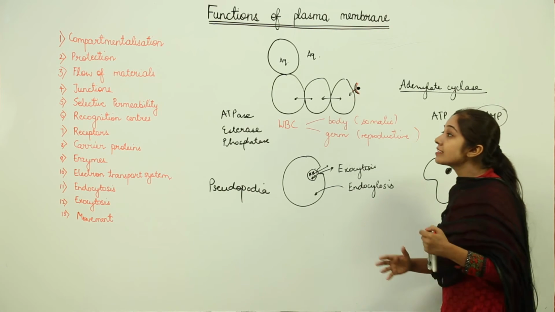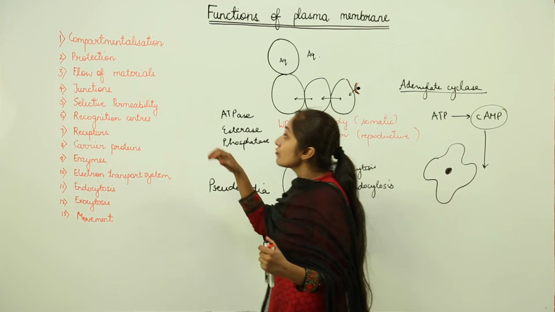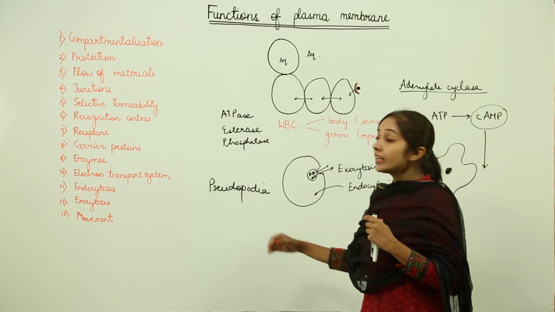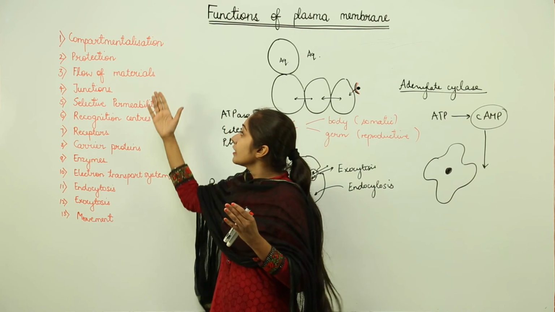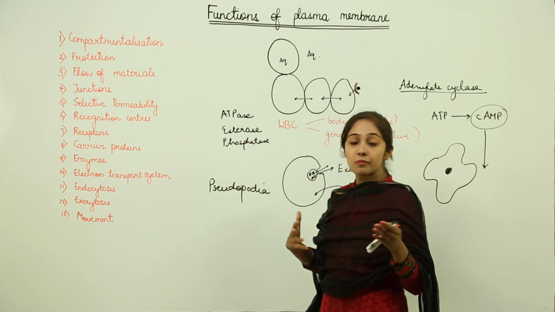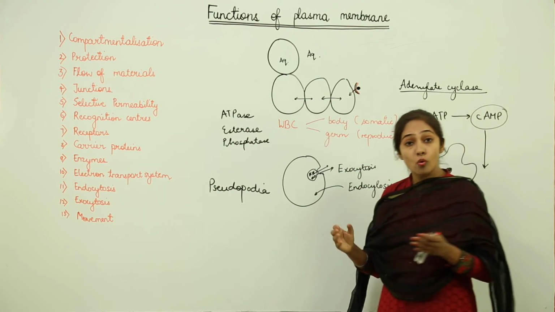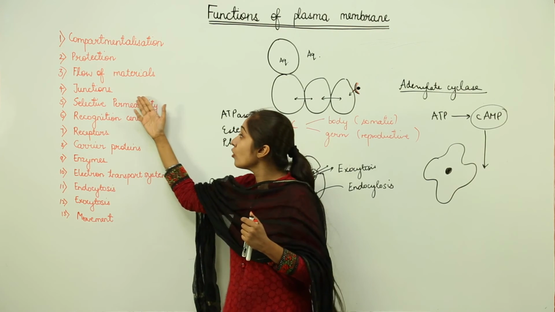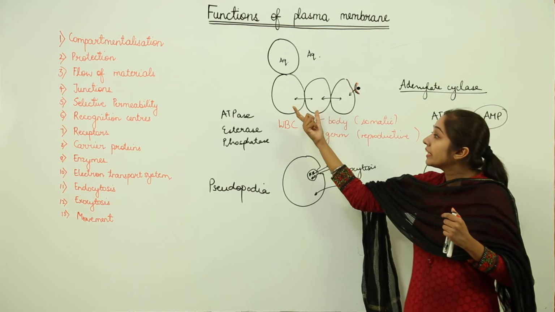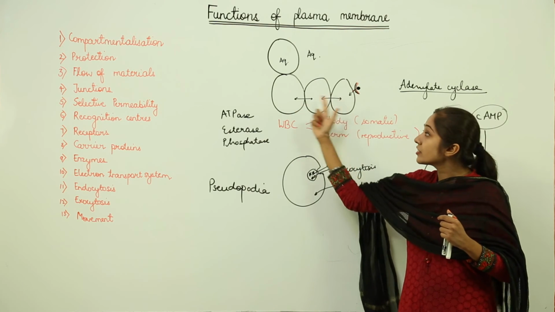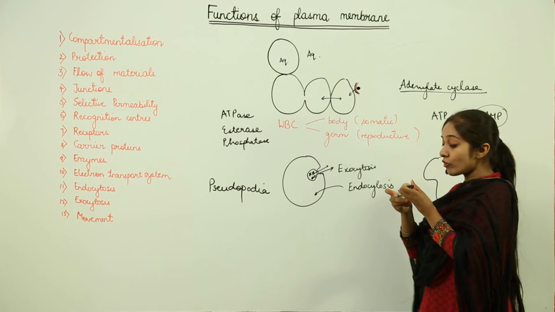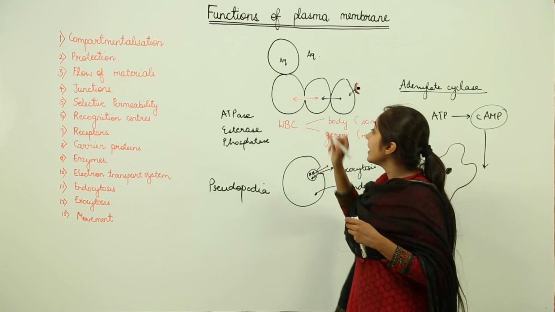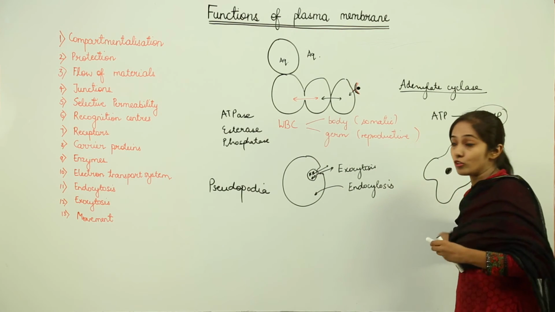So let's summarize the functions of the plasma membrane. First of all, compartmentalizing, that is separation of the external environment from the internal environment, then protection from any injury, then flow of materials, because it's selectively permeable, it allows selected materials to go in and out of the cell. Then we have certain junctions which help in the flow of materials in the adjacent cells. From this junction, because of the plasma membrane, the material flow can take place between the adjacent cells also.